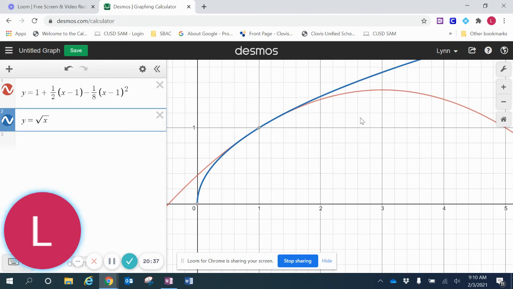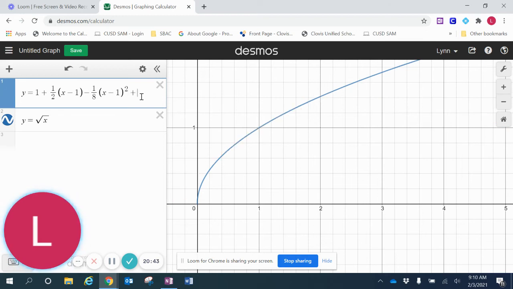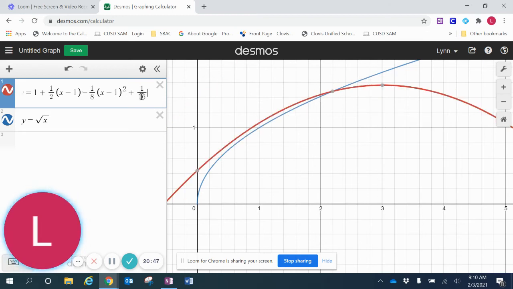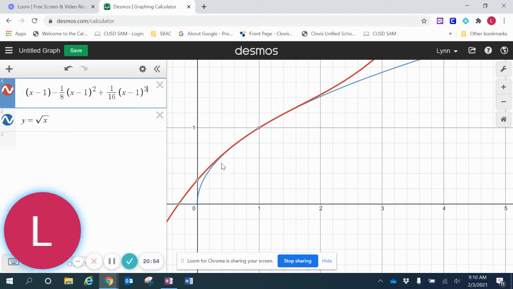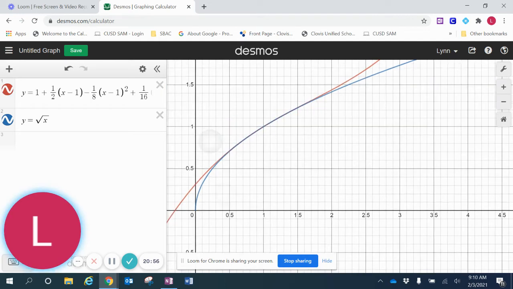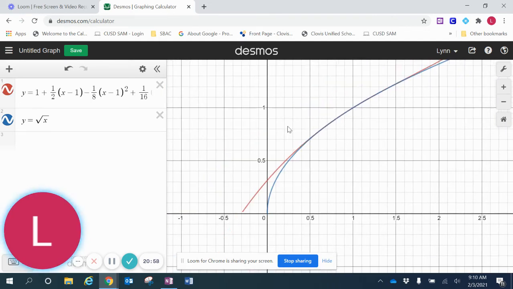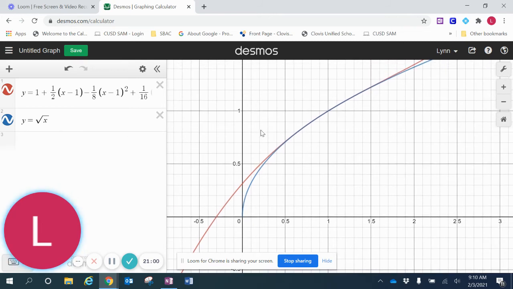And so it bends pretty nicely around 1. And that's only to the power of 2. So let's go ahead and add that third power. So 1/16, and then it was x minus 1 cubed, right? I'm just copying down what I got in the notes there. And now look at how well the red and the blue graph are starting to match up, right? Like they're bending around each other nicely.